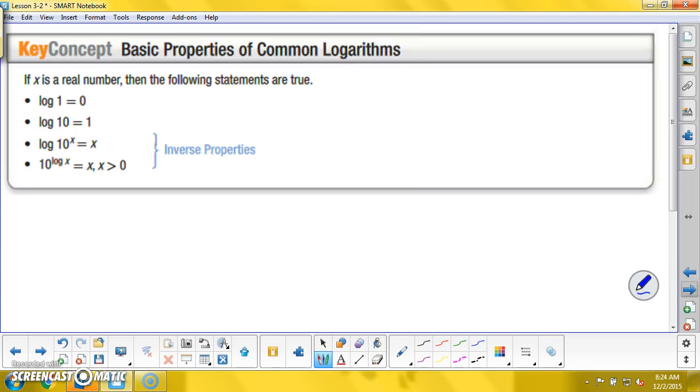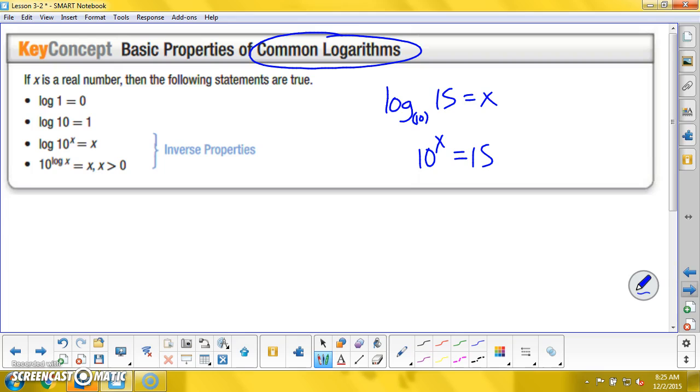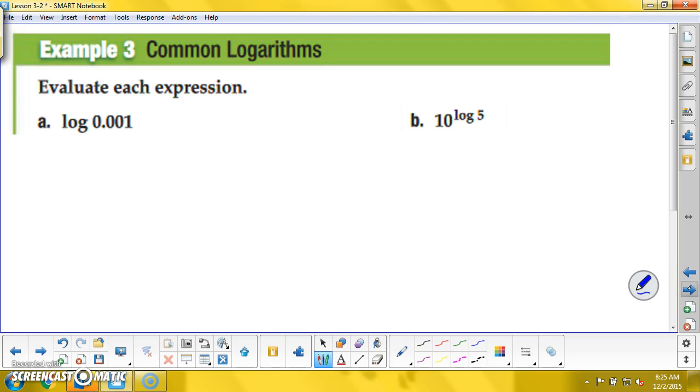So we have some basic properties of common logs. Now, what do I mean when I say common logs? Common logs are logs that have base 10. So if you see the log of anything, the log of 15, and there's no base written right here, that's assumed to have a 10 there. Okay? So what that means is 10 raised to the what equals 15. So keep that in mind. That's what a common log is. A common log has a base 10. So this example here, even though you don't see a base, there's a base of 10 right here. And it's just called a common log.